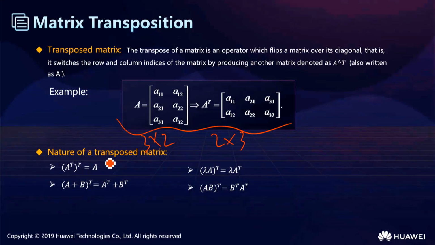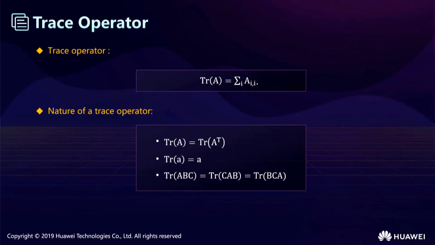The transpose of a transposed matrix is equal to the original matrix itself. And lambda multiplied by the transpose of Z equals lambda multiplied by Z's transpose. Also, we can split a sum and then do the transposition. We also note that the transpose of A multiplied by B equals B transpose multiplied by A transpose, so we change their order.